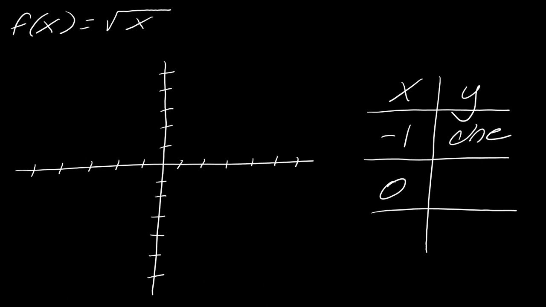So no, there are no negative numbers in the domain. The domain starts at 0. The square root of 0 is 0, and then the square root of 1 is 1. And I guess if you wanted to add another point, you could do 4 and 2.